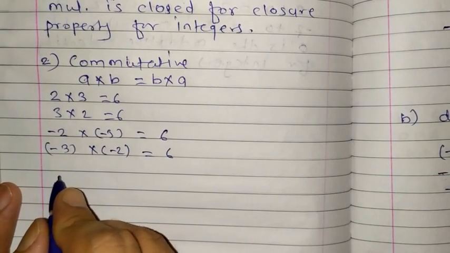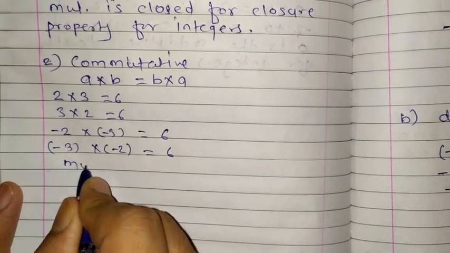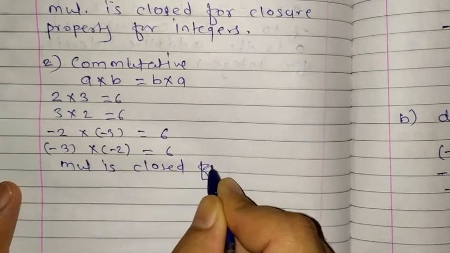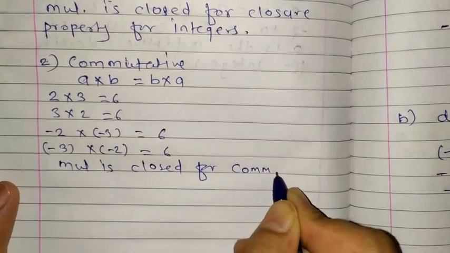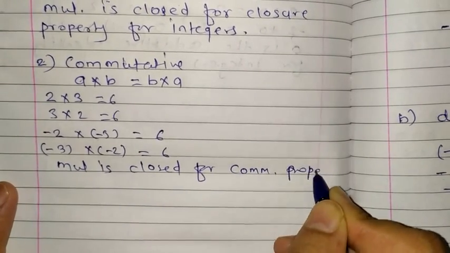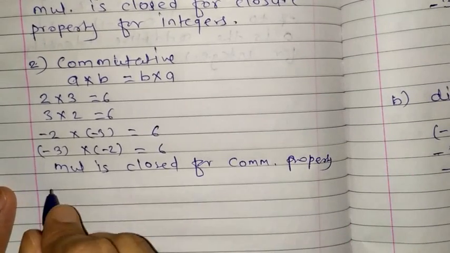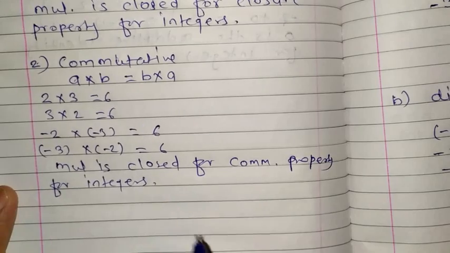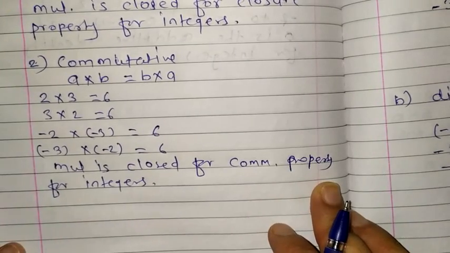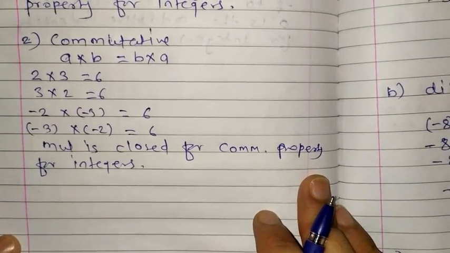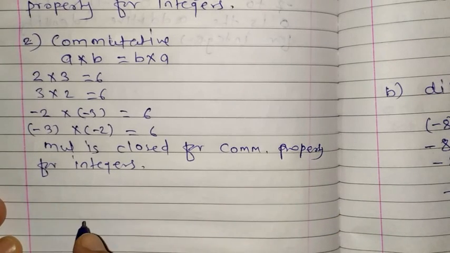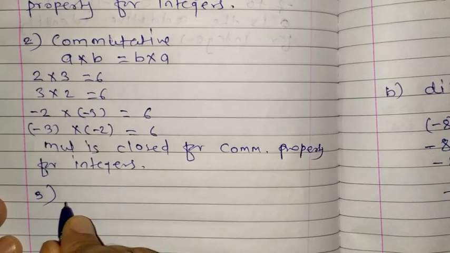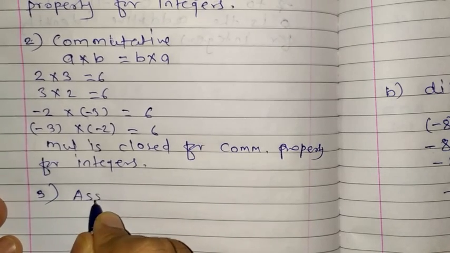So under the commutative property, the multiplication is satisfied for integers. So here you can say multiplication is closed for the commutative property. For which operation? For which number? Integer. So multiplication is closed for the commutative property for integers. So next one, after commutative, we have associative property.